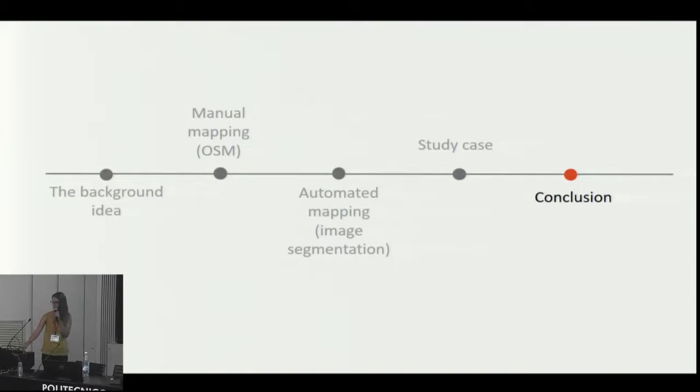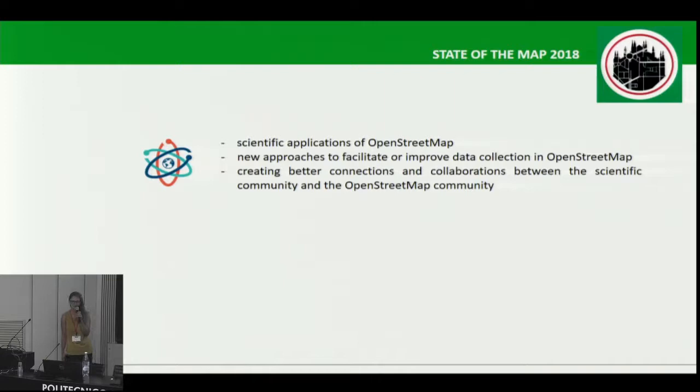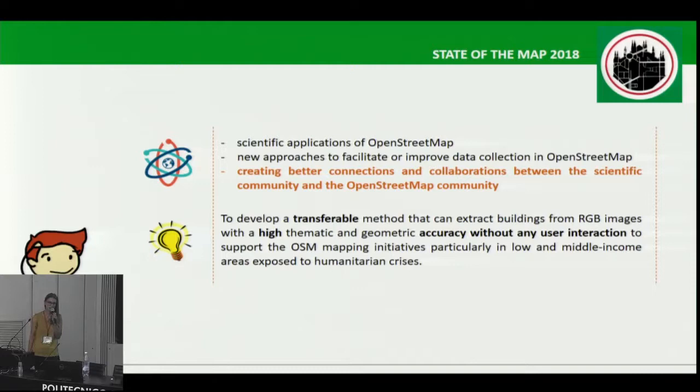And just to jump to conclusions: in January, or I don't remember exactly when, I saw the email with the OpenStreetMap conference requirements, and I read that you are looking for presentations that talk about scientific applications of OpenStreetMap, new approaches that facilitate or improve data collection, or create a better connection between the scientific community and the OpenStreetMap community. As I told you, I'm in the second year of my PhD, and I believe that OpenStreetMap is the best data to use. And here I came with my idea.